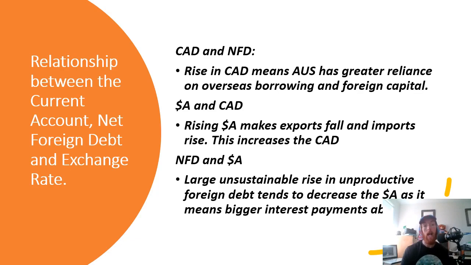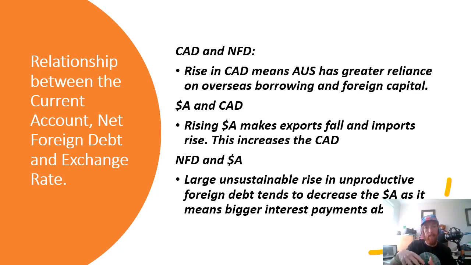With net foreign debt and the Australian dollar, a large, unsustainable rise in unproductive foreign debt tends to decrease the Australian dollar, as it means bigger interest payments abroad. How the exchange rate works is it's completely based on supply and demand. So if we are flooding the foreign exchange market with more Australian dollars to pay for our foreign debts to other countries, the more Australian dollars that are left on the foreign exchange market as we exchange them for foreign currencies, the less it is valued overall.